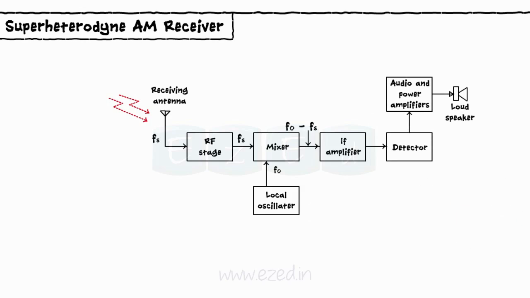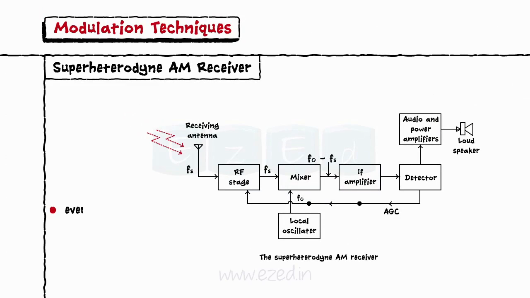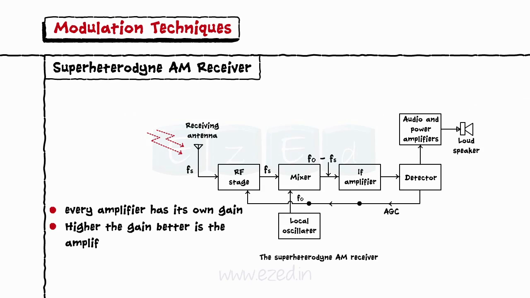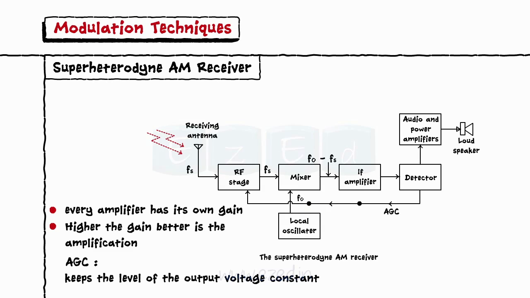Detector. The amplified IF signal is detected by the detector to recover the original modulating signal. This signal is then applied to the loudspeaker. Automatic gain control. We know that every amplifier has its own gain. The higher the gain, the better the amplification. The AGC circuit controls the gains of RF and IF. This keeps the level of the output voltage constant even if the input signal at the receiving antenna fluctuates.